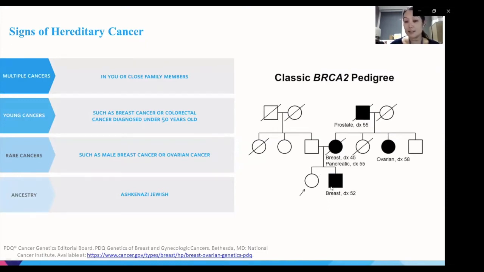The first is this proband's brother has a rare cancer, so male breast cancer. Then we see her deceased mother actually has multiple cancers, so both a breast and a pancreatic cancer, as well as a young cancer that was diagnosed, a breast cancer diagnosed at age 45. So if you put all of these together, including the grandfather's history of prostate cancer and the aunt's history of ovarian cancer, this points to a diagnosis of likely BRCA2, which again can be confirmed with genetic testing.